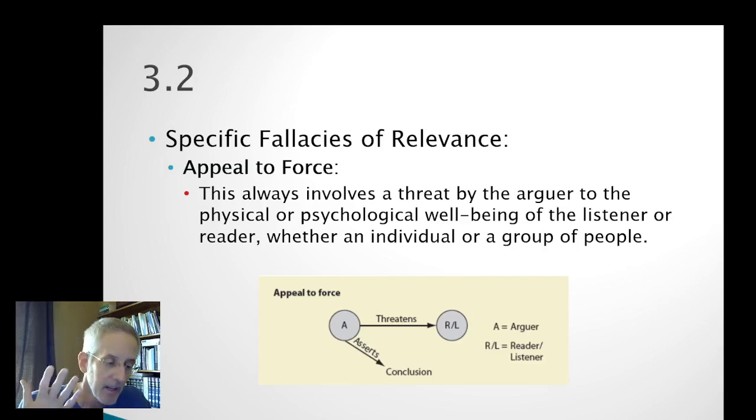Now, that could be psychologically relevant to me, obviously. I don't want my car to be keyed or my pet to be injured. But nevertheless, it's not logically relevant. There isn't any evidence actually being offered in favor of the conclusion that the student deserves a better grade. So appeal to force is pretty easy to detect. If you see either an implicit or an explicit threat involved in an exchange in one of the passages you're reading when you're detecting fallacies, then you're probably dealing with the fallacy of appeal to force.